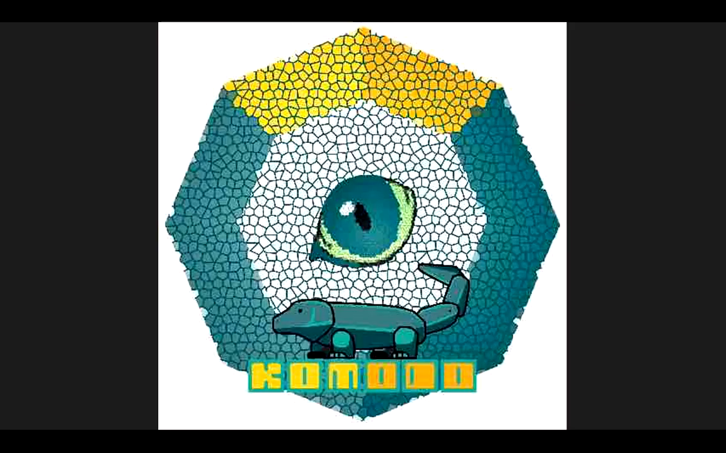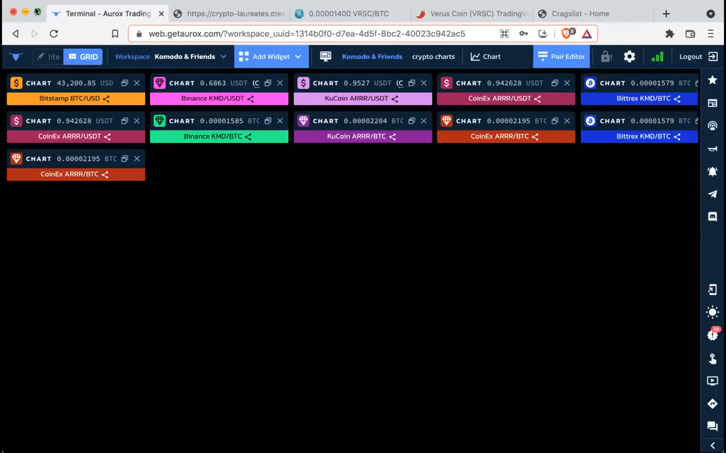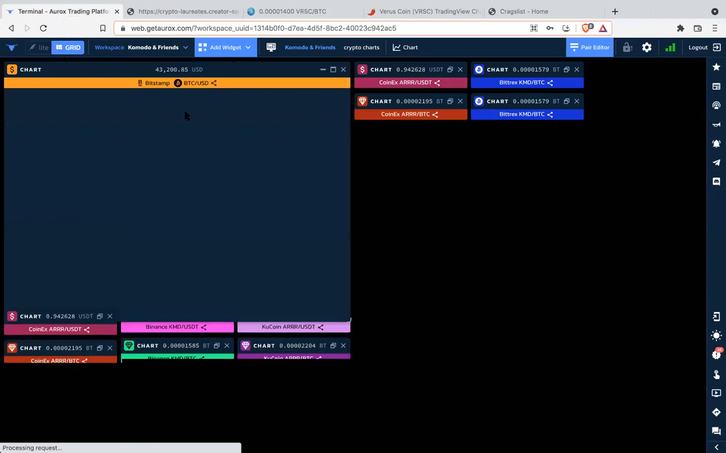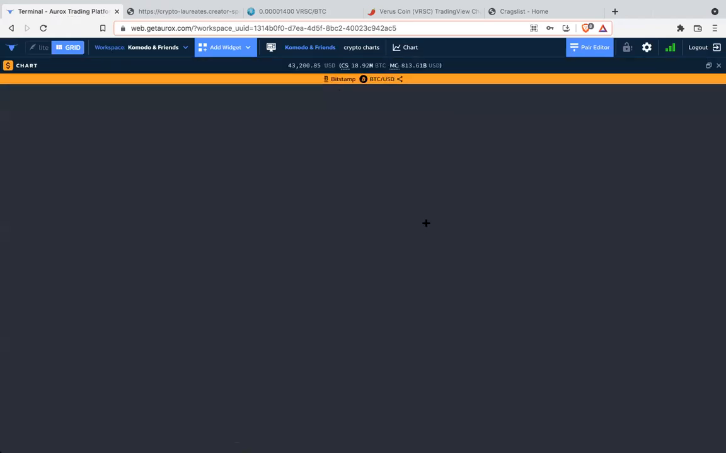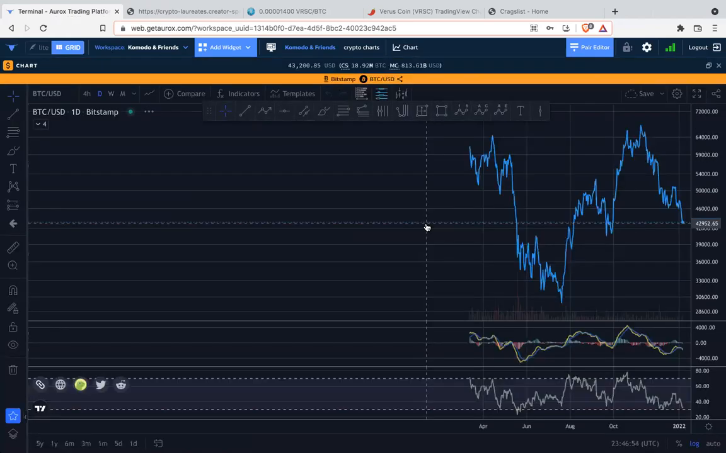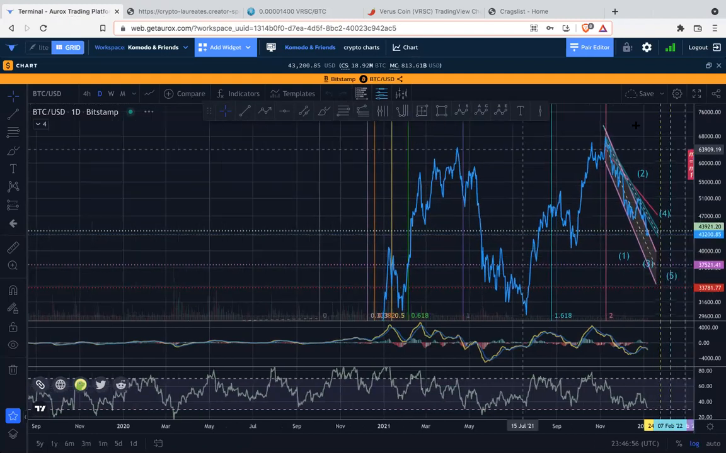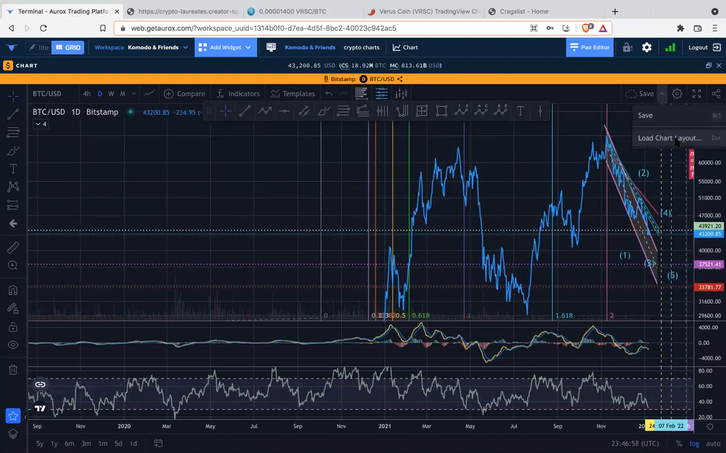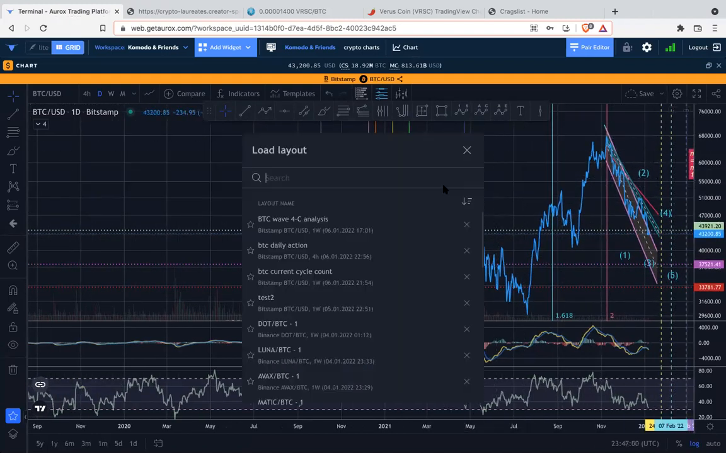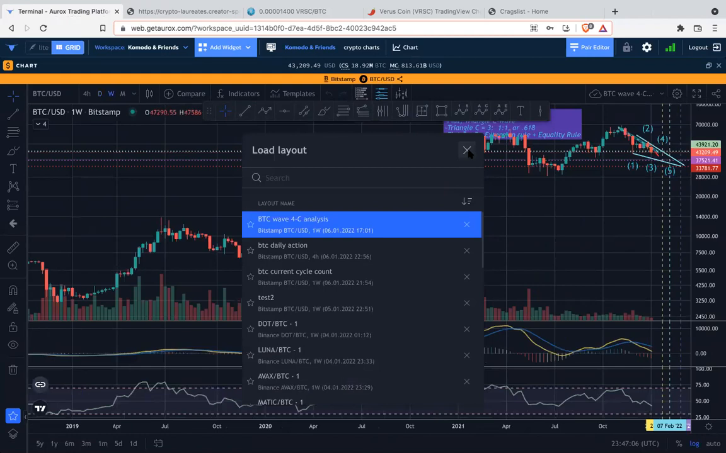You're saying, where is this price chart you're talking about? Here it is. It's right here. I'm using getaurox terminal. And with that, I'm going to pop into this loading of a chart layout. We have this BTC wave-4, the C wave of the wave-4 analysis.